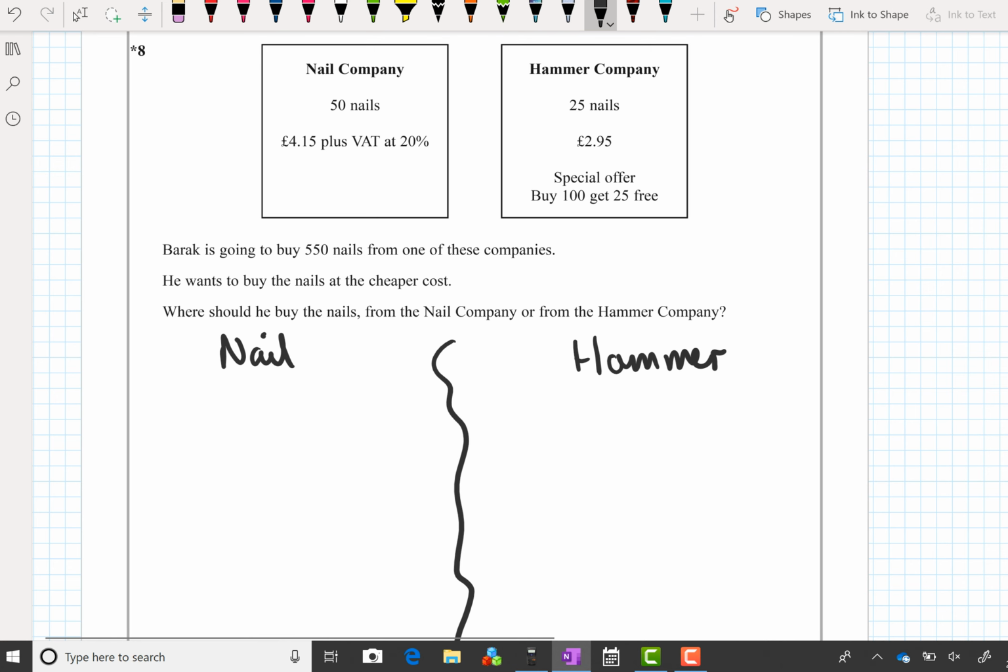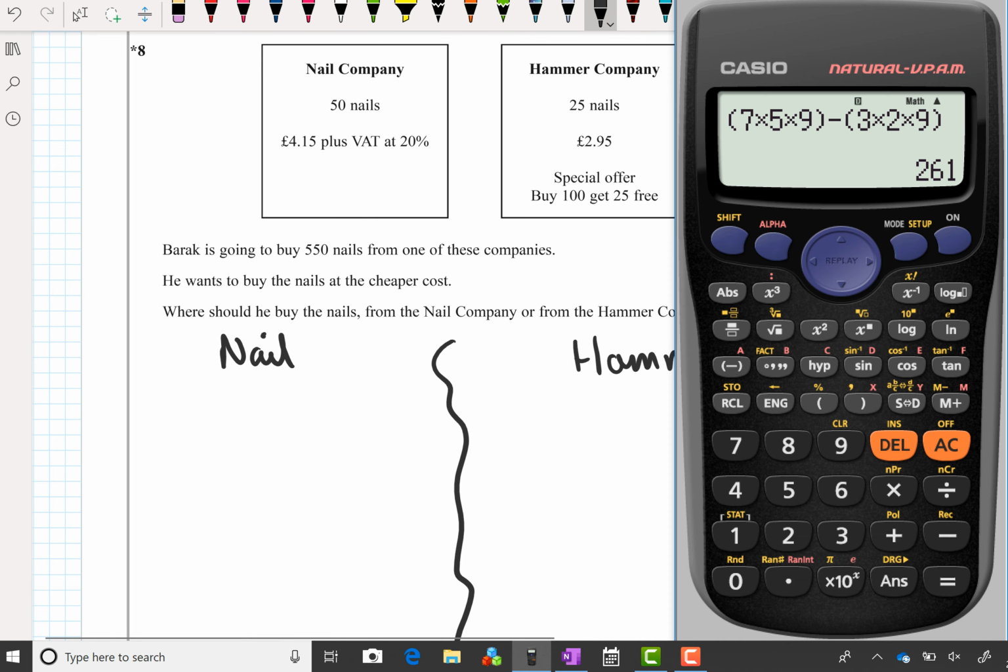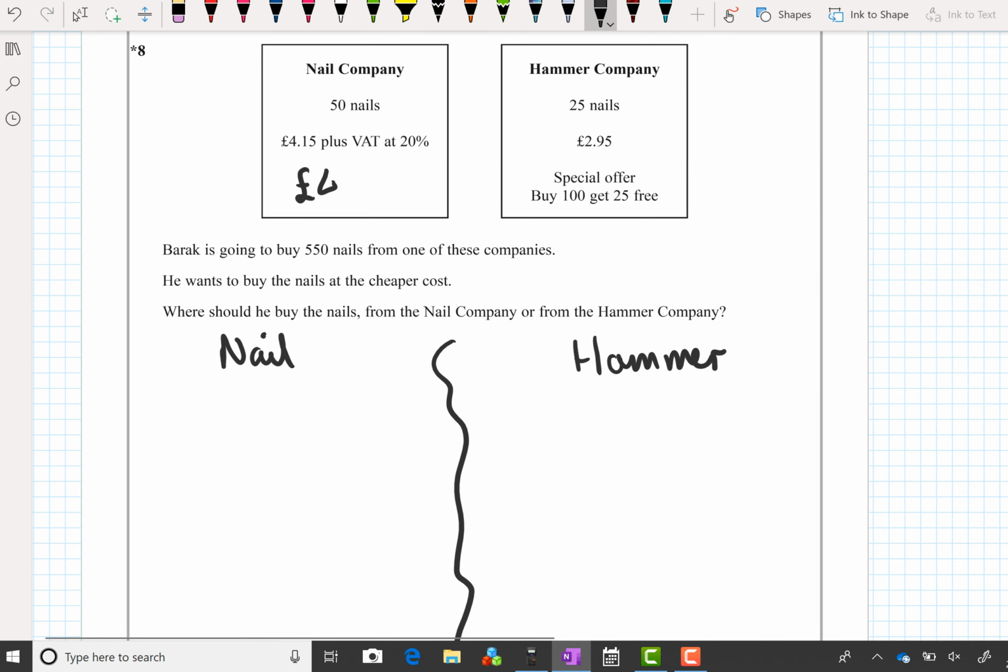Now, if you think about it, if you've got 100% of the price and you're adding 20% on, in total you've got 120%. Just to reiterate that: I've got 100% of my price and I'm adding 20% on for the VAT. So I want 120% of £4.15. The actual price you're paying is £4.98, so a little bit more than expected. £4.98 for 50 nails.